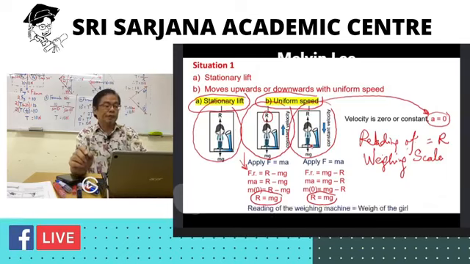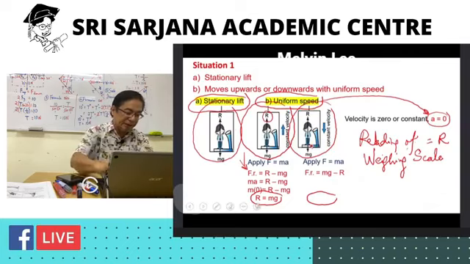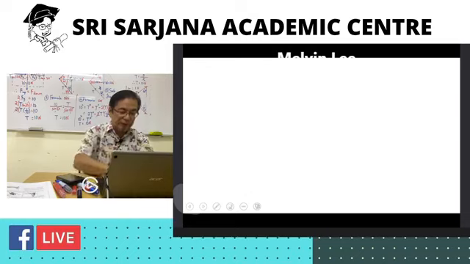So with that, I am going to move to another slide. Look at the bottom one. The reading of the weighing machine equals the weight of the girl.